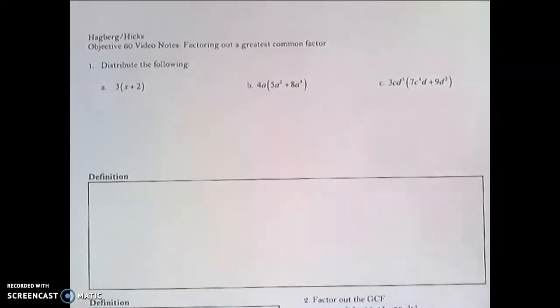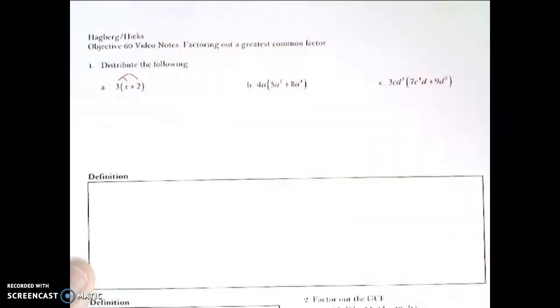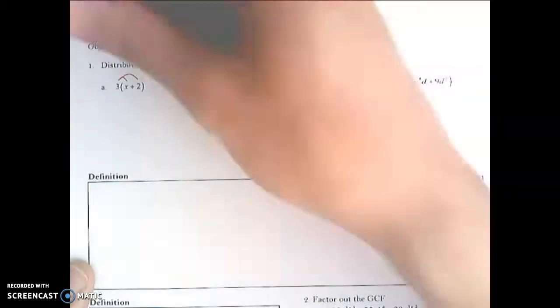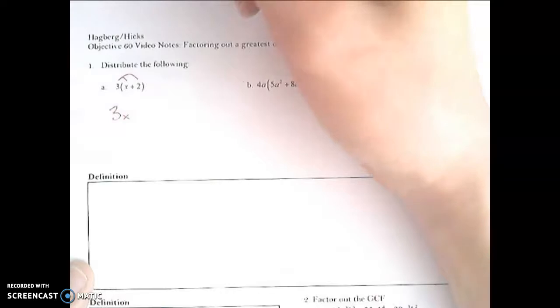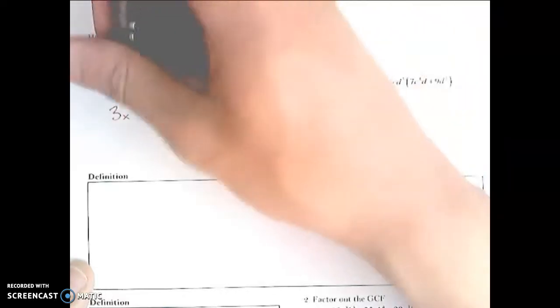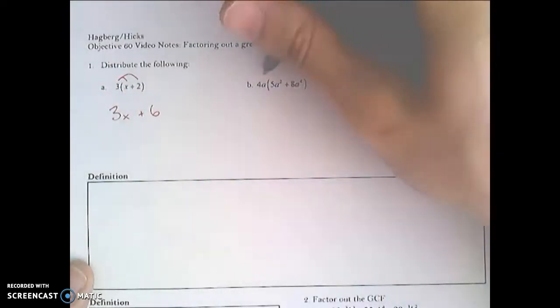First, I want to start off with some review. Let's distribute the following. Here we have 3 times x plus 2. In order to multiply this out, we have to distribute it to every term. So we have 3 times x gives us 3x, and 3 times positive 2 gives us a positive 6. This next one we're distributing.